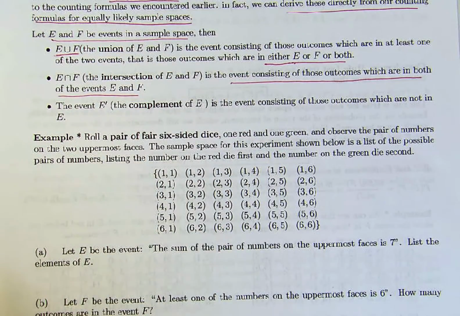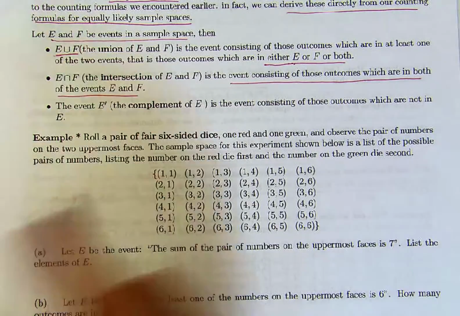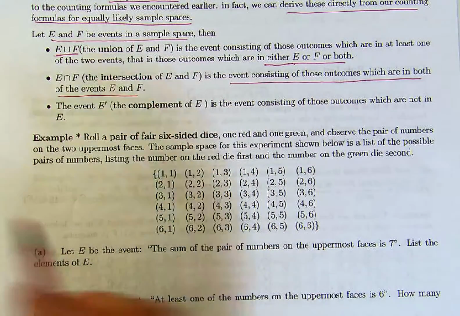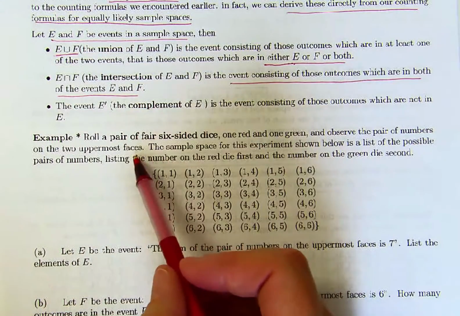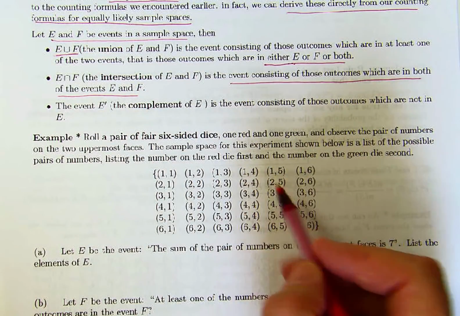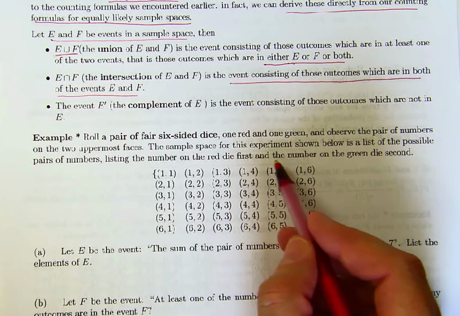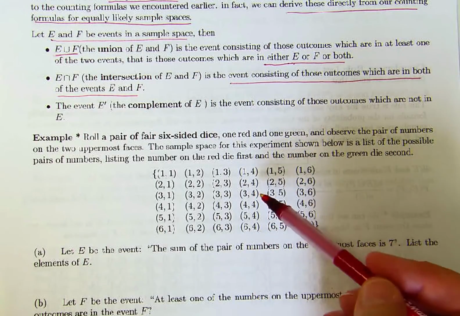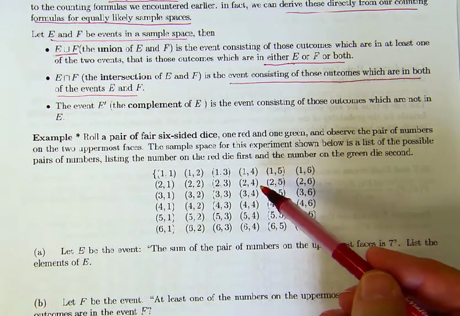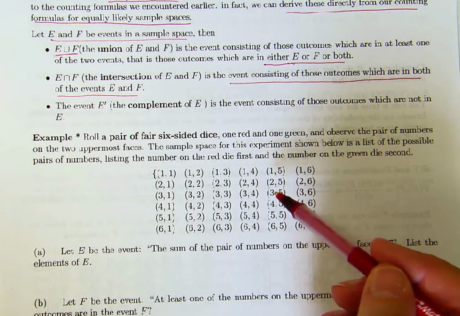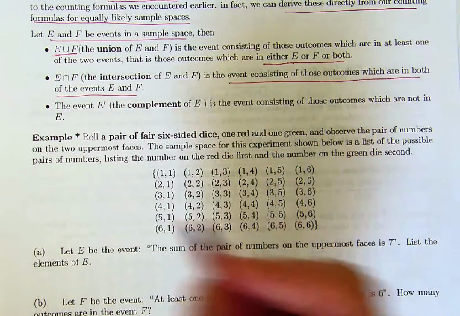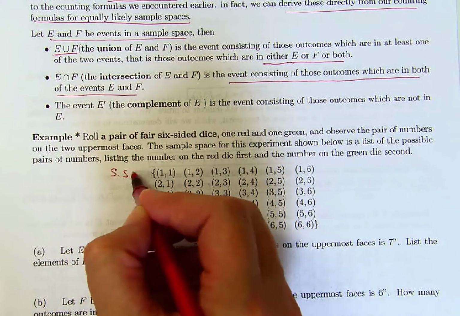So, for example, suppose we roll a pair of fair six-sided dice, one red and one green, and observe the pair of numbers in the uppermost space. The sample space for this experiment is all pairs of numbers where the first one is 1 through 6 and the second one is also 1 through 6. So there are 36 things in this sample space.